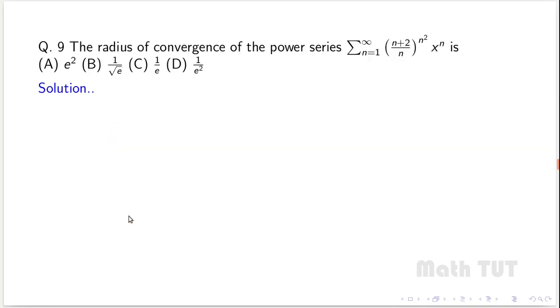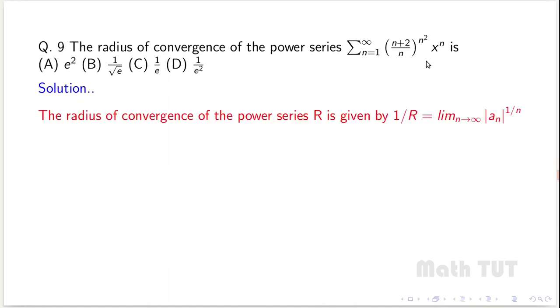So the next question is to find out the radius of convergence of the power series summation n equal 1 to infinity (n plus 2 by n) whole raised to n square x power n. So we are given 4 options and we are asked to find out which one is the radius of convergence. So here we are going to use this relation for the radius of convergence r. 1 by r is taken as the radius of convergence. So 1 by r is limit n tends to infinity mod a n power 1 by n. So here we have a n is nothing but (n plus 2 by n) whole power n square.